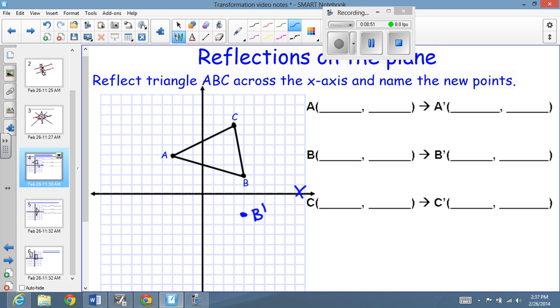My C, if you look, this C is currently 1, 2, 3, 4, 5, 6, 7 units from the axis. I've got to go 7 down. 1, 2, 3, 4, 5, 6, 7. That's my C prime. And then the A is 4 units down because it was 4 units above.